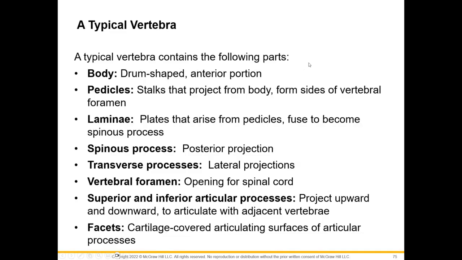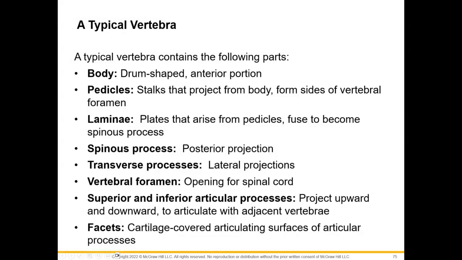A typical vertebra has these parts: a body, which is a drum-shaped anterior portion. That's the largest part. The pedicles, these are stalks that project from the body, and they form the sides of the vertebral foramen. The laminae, these are plates that arise from the pedicles, and they fuse to become the spinous processes at the back. The spinous process is the posterior projection. That's what you feel at your back if you rub your hand down the center. Transverse processes, these are lateral projections to the side. The vertebral foramen, that's the opening all through the vertebrae which has the spinal cord in it.